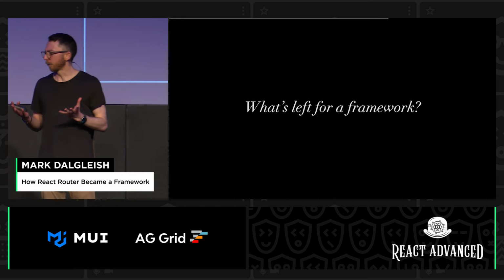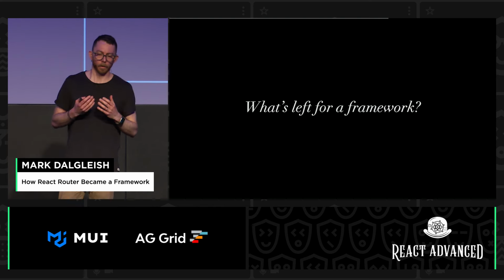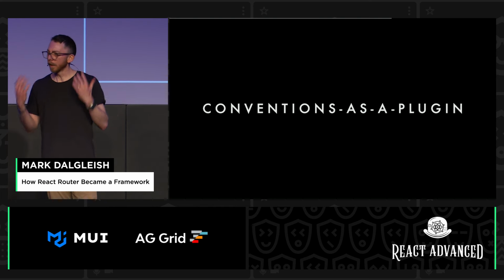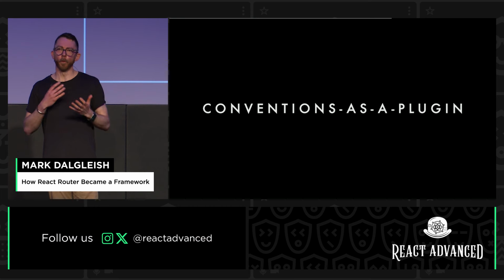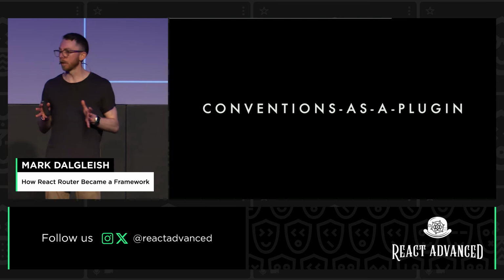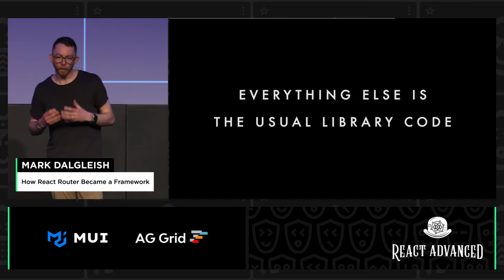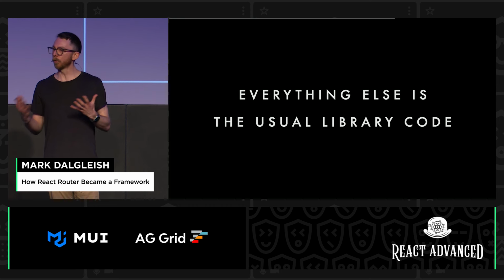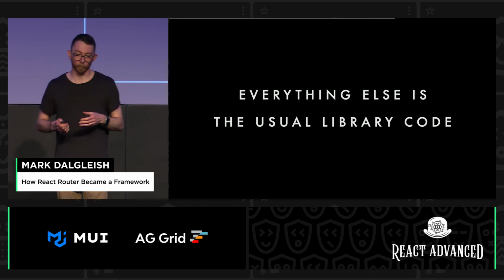So given all of these features that Vite's giving us, it's a good question to ask, what's left for a framework? The way I think about it is that there's almost this more minimal take on a framework that's coming out of all of this power given to us by Vite, which is this pattern of conventions as a plugin rather than necessarily being thought of as a framework. And that's because everything else is the usual library code if you really lean into this model.